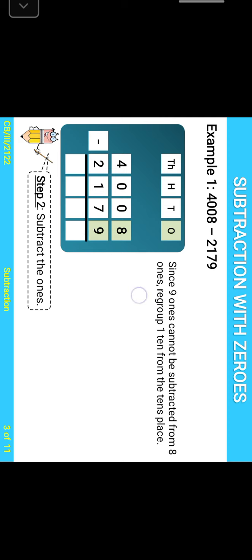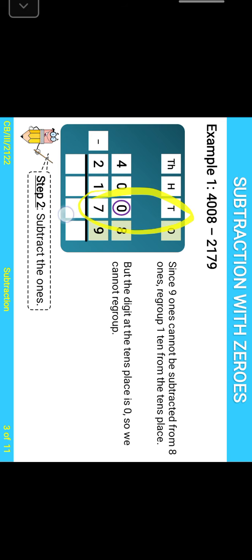So we have to regroup 10 from the tens place. For that you have to take a borrow. But you can see on the tens place there is a 0. The 0 has nothing, so what can you borrow from it? So we cannot regroup. What should you do at that time? You have to move to the next place. For the ones you went to the tens, but tens has no value.